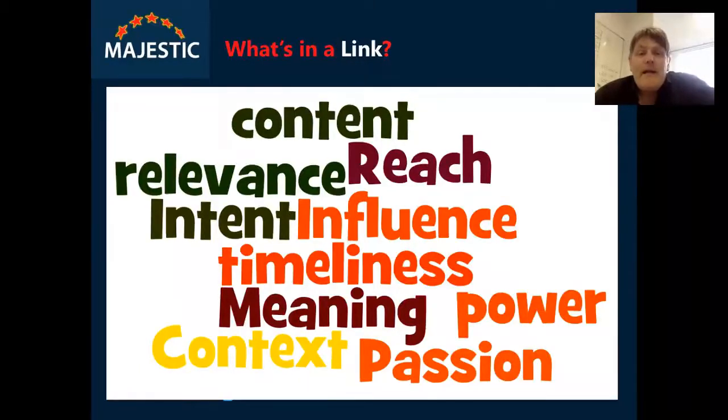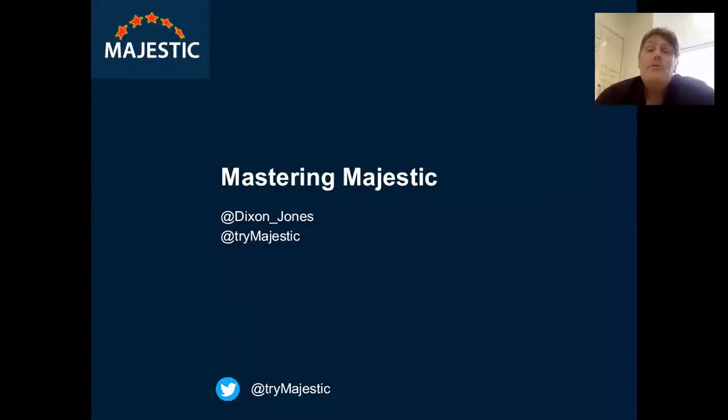That's pretty much it. What's in a link? A lot more. There's content, relevance, intent, influence, timeliness, meaning, power, context, and passion. There's a lot of things that go into a link, and a lot of them are stuff that if a search engine or a human being could analyze, they probably would. So I hope that this has shown you some of the tools that we have to allow you to pull out some of these meanings, some of these thoughts from the Majestic system.